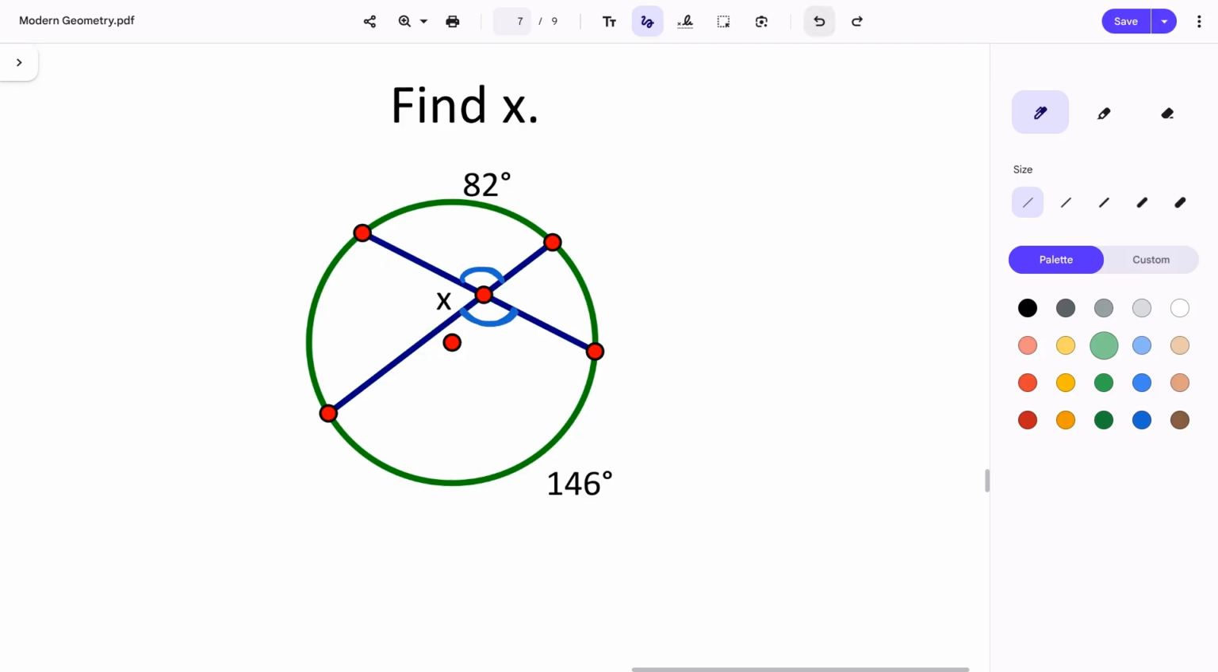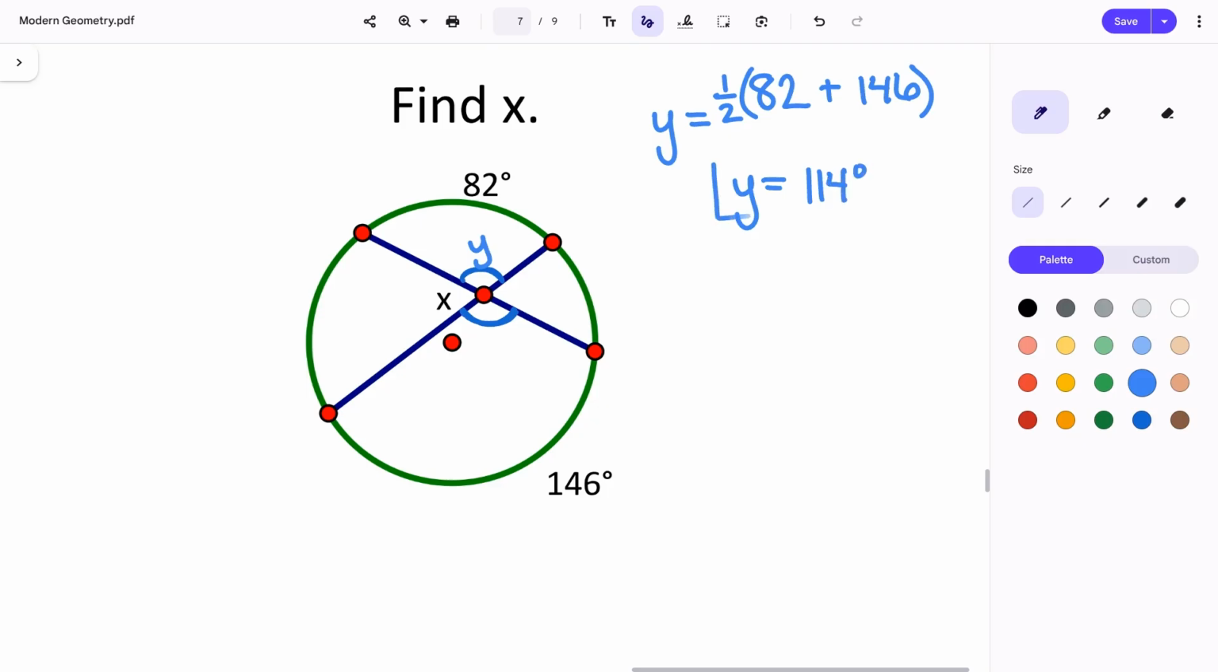Okay, so how could I figure out how much those other unmarked angles are, maybe let's call this a y? How could I solve for y? Go ahead, tell me how you would set it up. Good, you're going to take a half times 82 plus the 146. Great. So what would you get? 114? Okay, great. So that's y.